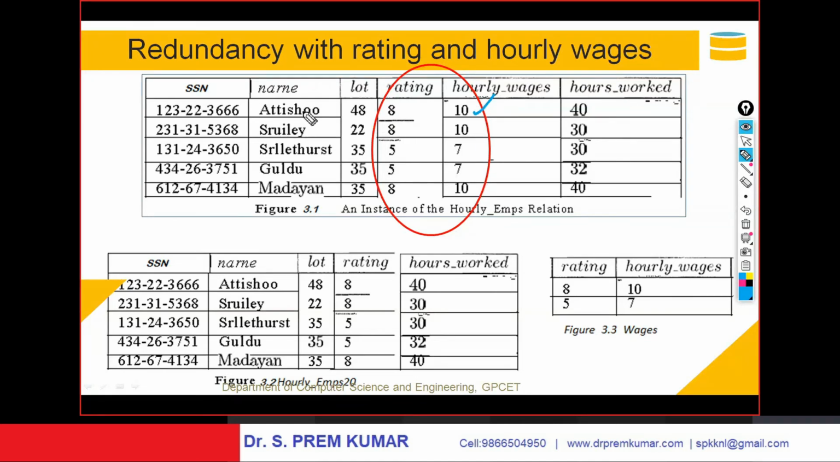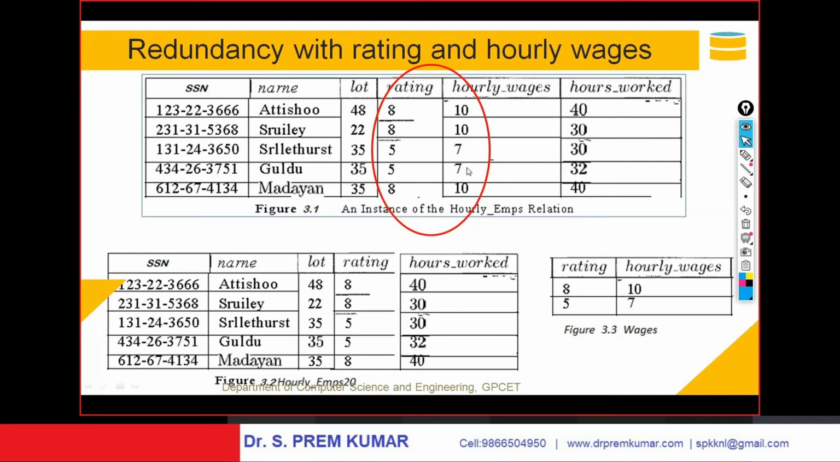రెండో ఎంప్లాయీ ఉన్నాడు ఇక్కడ చూడండి. మొదటి ఎంప్లాయీ అతిషో అని ఉన్నాడు. అతనికి రేటింగ్ 8 ఉంది కాబట్టి అవర్‌కి ఎంత కట్టాలి? $10 పే చేయాలి. వాడు ఎన్ని గంటలు పనిచేశాడు? 40 hours వర్క్ చేశాడు. రెండో ఎంప్లాయీకి కూడా రేటింగ్ 8 ఇచ్చారు. అంటే రేటింగ్ 8 ఉన్నప్పుడల్లా వాడికి $10 per hour క్యాలిక్యులేట్ చేయాలి. దిస్ ఈజ్ ద రిపిటేటివ్ స్టోరేజ్ ఆఫ్ డేటా: 8, 10, 8, 10, 5, 7, 5, 7.